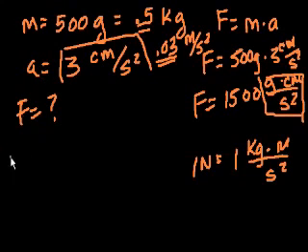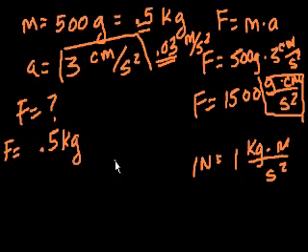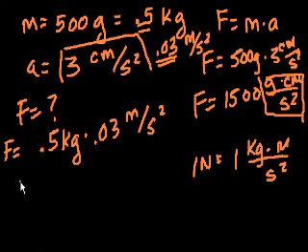So let's go back to force equals mass times acceleration. So the force is equal to 0.5 kilograms times the acceleration, which is 0.03 meters per second squared. And this equals, what's 0.5 times 0.03? I'll do it down here just because multiplying decimals seems to be a problem for a lot of people, including myself many times. So what you do, you just multiply the numbers, right? 5 times 3 is 15.